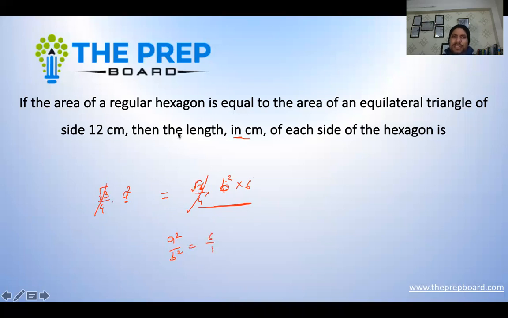Okay, as the side is also given, we can put the value of the side of the triangle, which is 12. We will get 12 square upon b square is 6, or b square is 24, or b is 2√6. So this will be the side of the hexagon. I think this was a very easy one. Okay, let's move on to the next question.